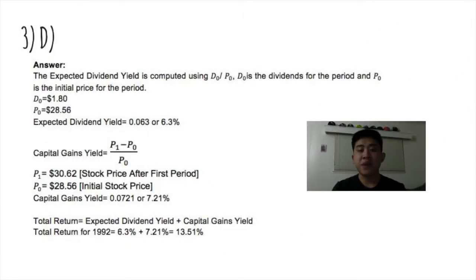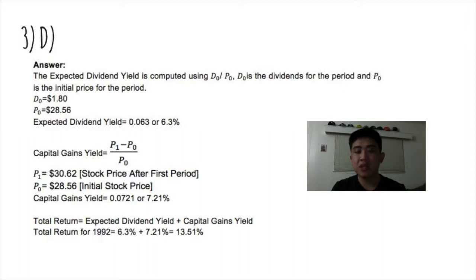Question 3D. To compute the expected dividend yield, we use the formula dividend per share over initial stock price. Dividend per share is $1.80, and initial stock price is $28.56. Our expected dividend yield will be 6.3%.